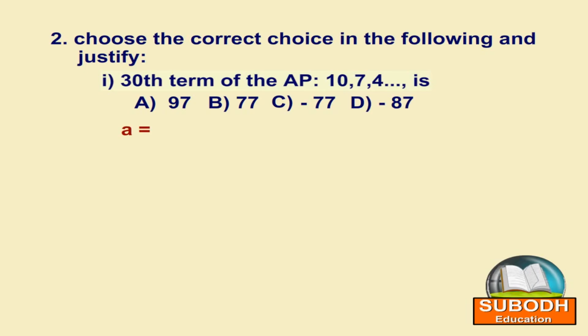A, the first term, is equal to 10. The difference D is equal to the second term 7 minus the first term 10, which is minus 3. N is equal to 30. An is equal to question mark. D is equal to 7 minus 10, which is minus 3.